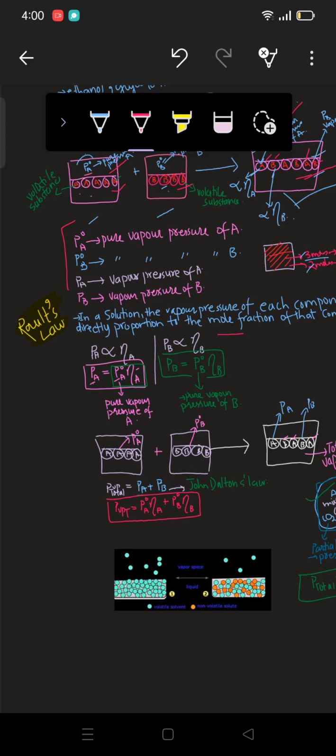So now the total vapor pressure of any container can be obtained by addition of the partial vapor pressures of the components present in that container, right? So this is what we applied here, John Dalton's law. If we need to find the total vapor pressure, we need to find initially the partial vapor pressure of each component in the container, and then add them together in order to get the total vapor pressure of the container.